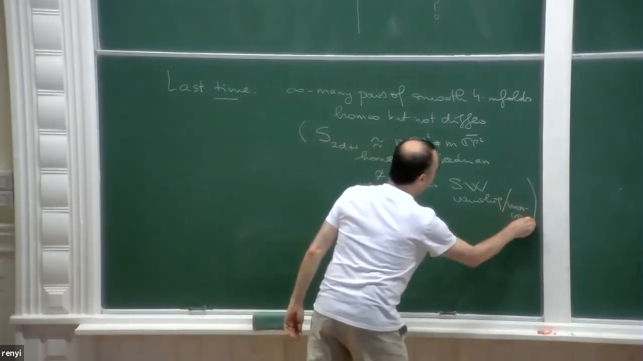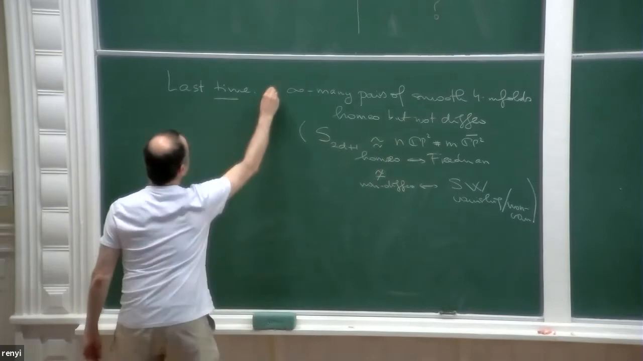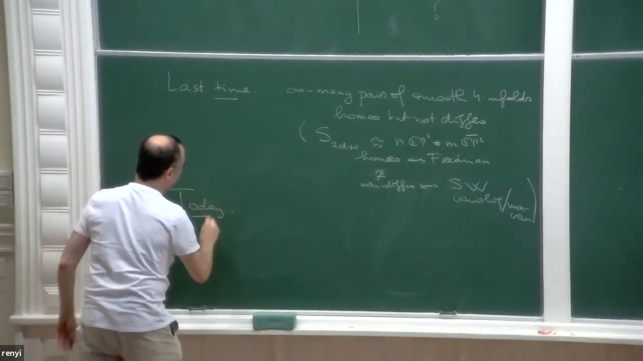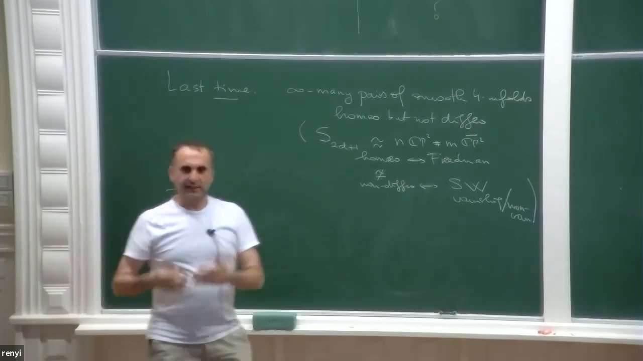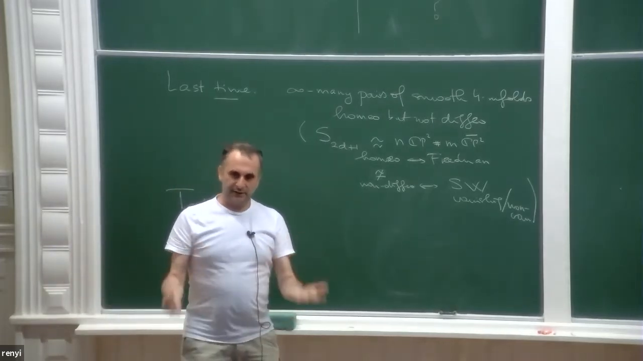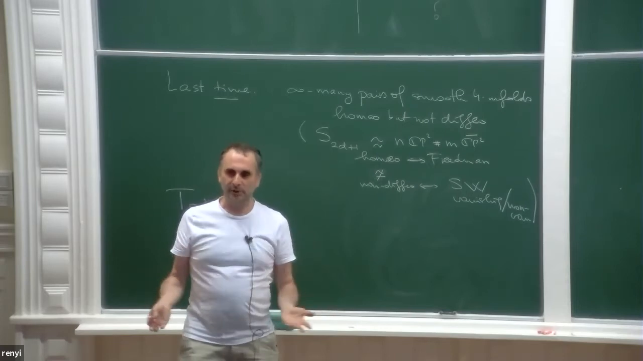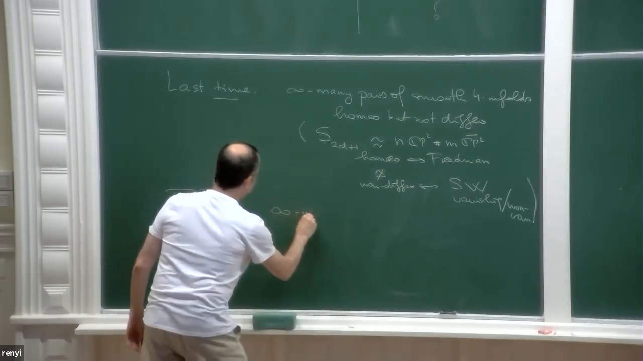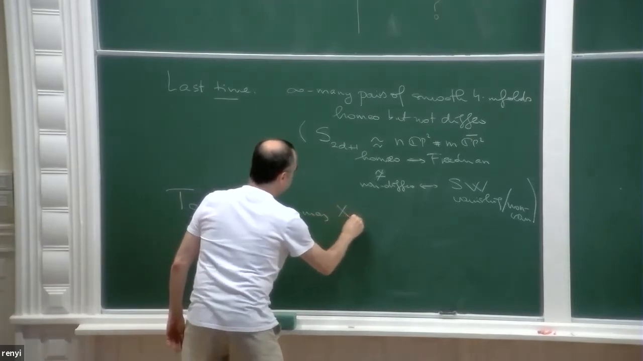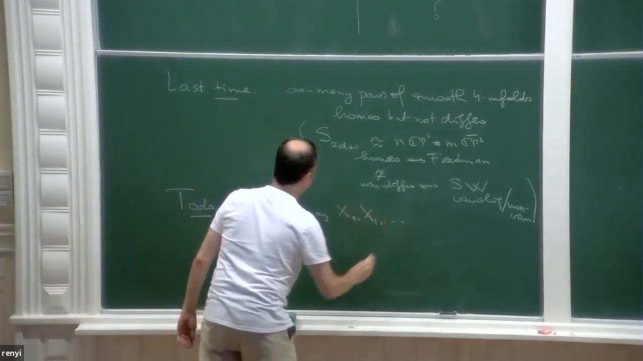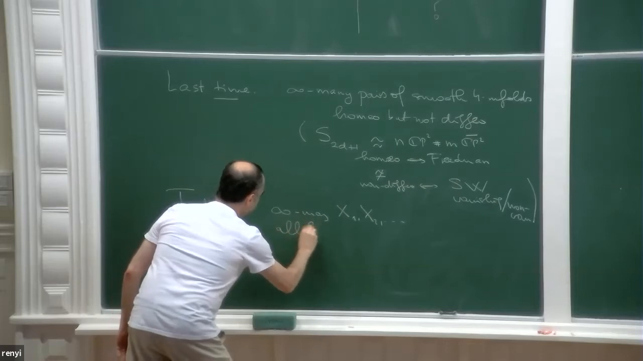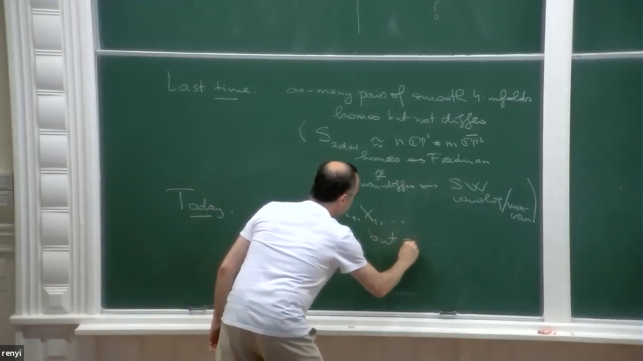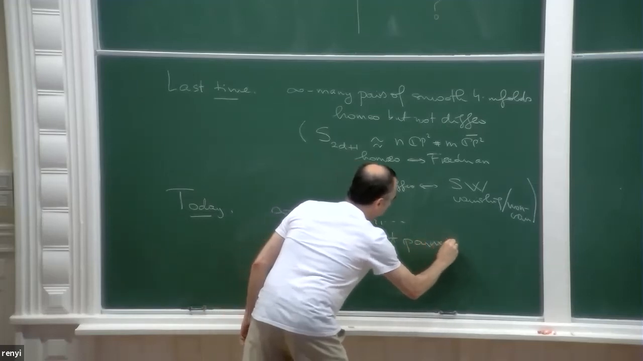So today I would like to give you a recipe to generate infinitely many different smooth manifolds, X1, X2, and so on, which are all homeomorphic, but pairwise non-diffeomorphic.